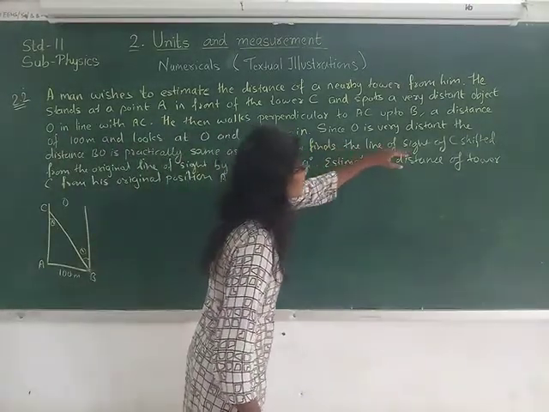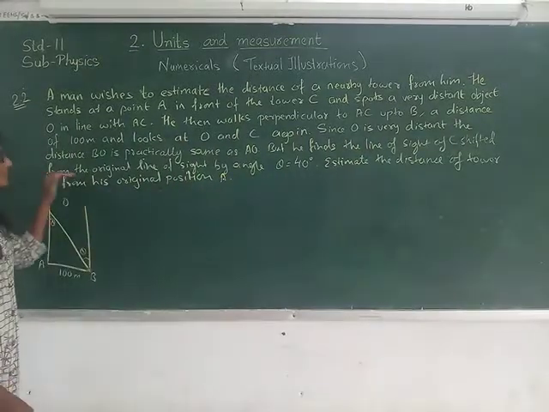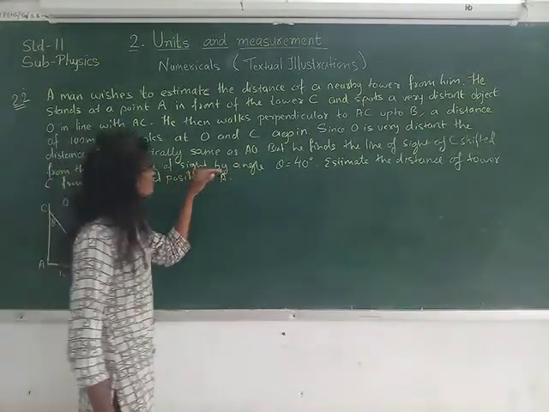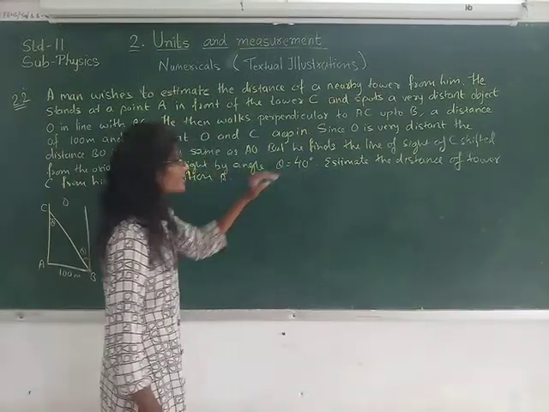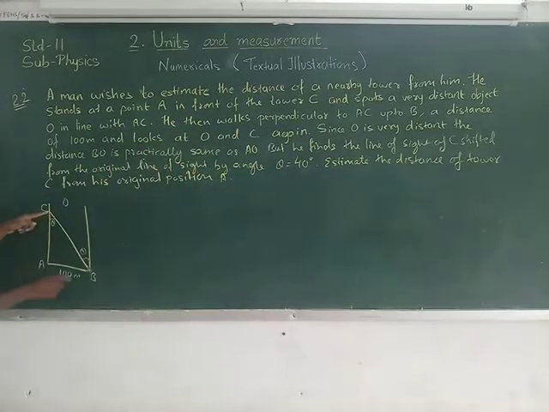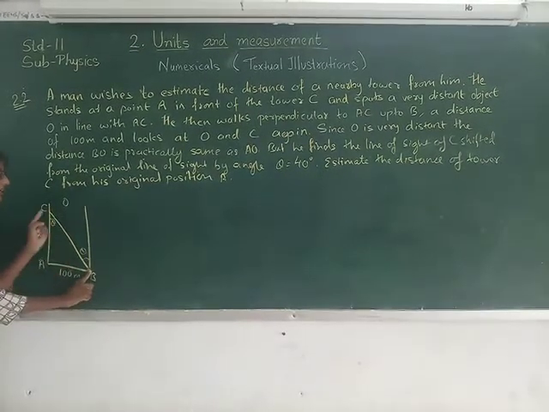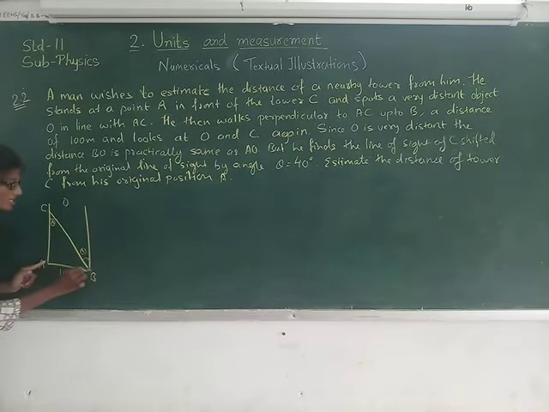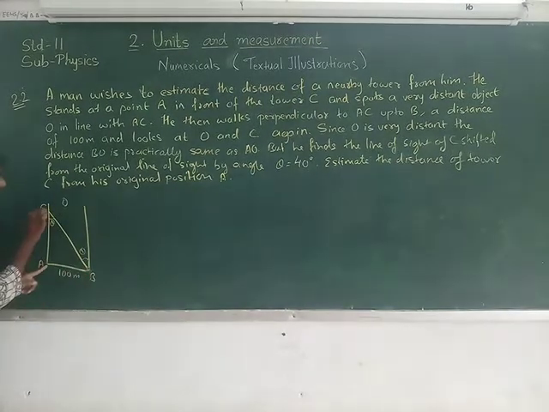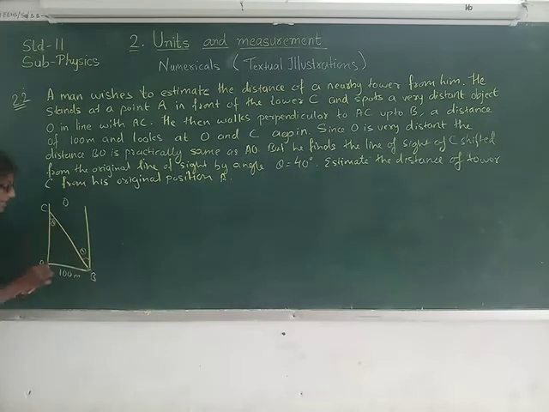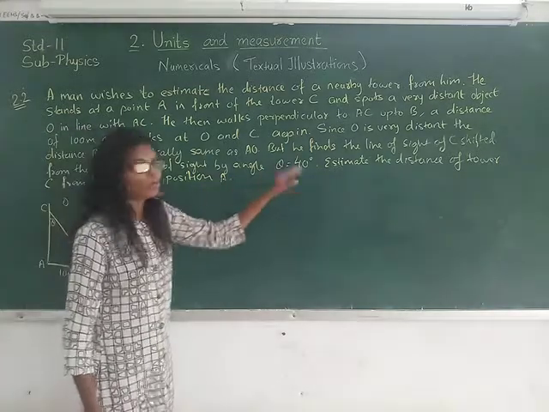But he finds the line of sight C shifted from the original line of sight by angle theta, right? Because when he was standing over here, he can see straight away. But when he shifted to this point B, when he observes the tower, it makes some angle. That means because he is moving some distance, right? This C is not in line of sight, but from the original point, it has shifted by some angle theta, and that angle is equals to 40 degrees.